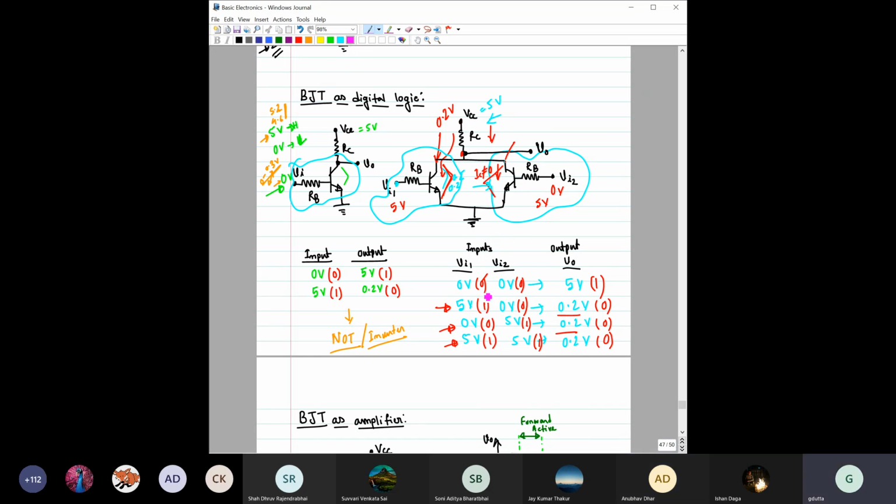Because here you can see, when both the inputs are 0, then only the output is 1. When at least one of the inputs is 1, the output is 0, which is basically the opposite of the OR function, right? So this is basically NOR logic.